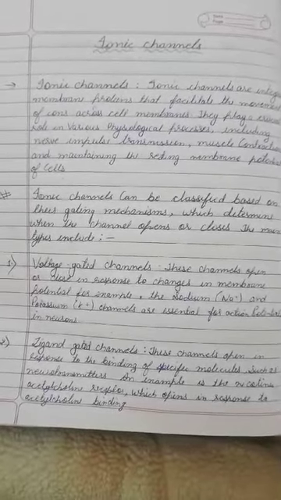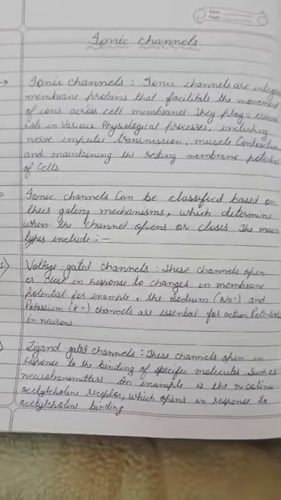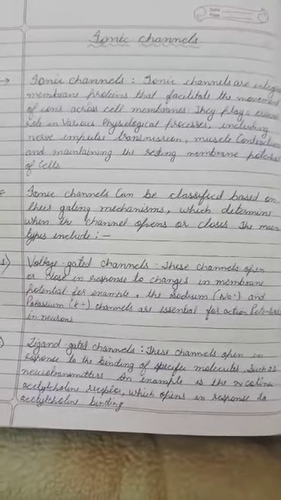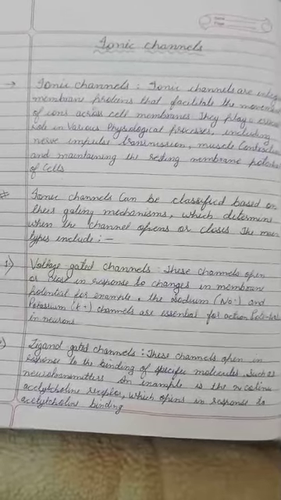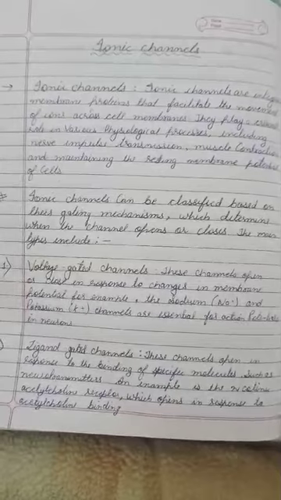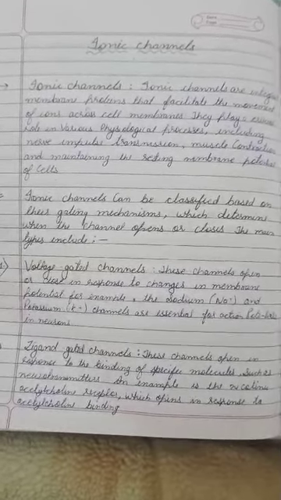In voltage gated channels, these channels open or close in response to changes in membrane potential. For example, the sodium and potassium channels are essential for action potential in neurons.